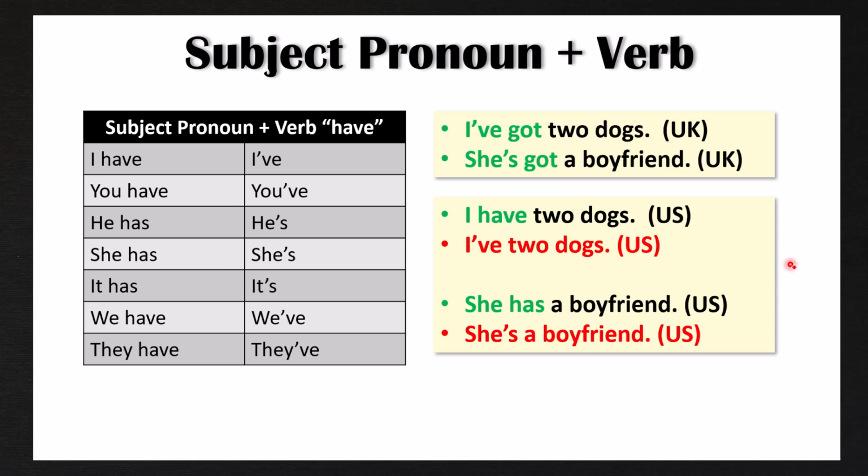Here's another example. In the United States and in Canada, we would say, she has a boyfriend, but we would not say, she's a boyfriend. So when would we use these contractions in North America? I've, you've, he's, she's, it's, we've, and they've, with the verb have.